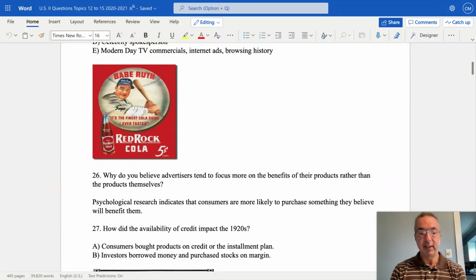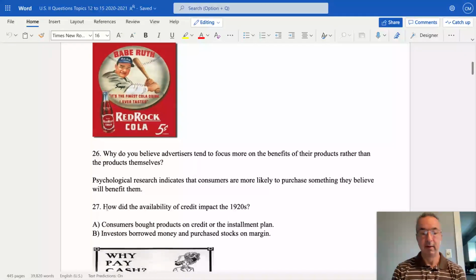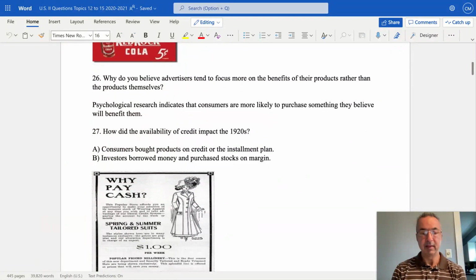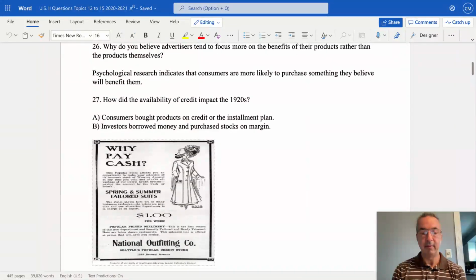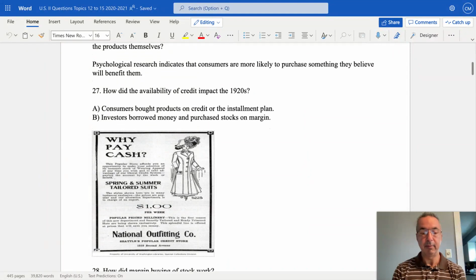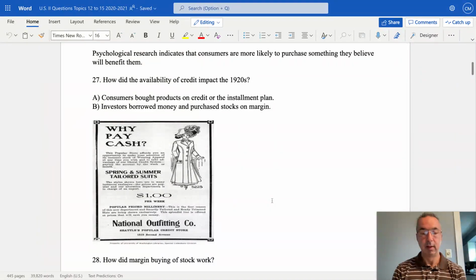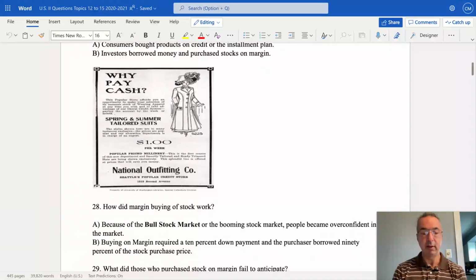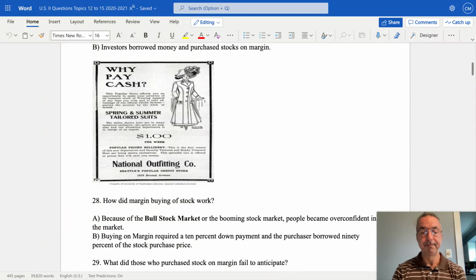And then secondly, investors borrowed money and purchased stock on margin during this period of time, meaning they were not necessarily investing their own money in the stock market, but rather borrowing from a bank or a stockbroker to get money into the stock market. And there's an example of an installment plan, $1 per week, and you can buy that nice outfit. Why pay cash? So looking at margin a little more carefully here at question number 28.